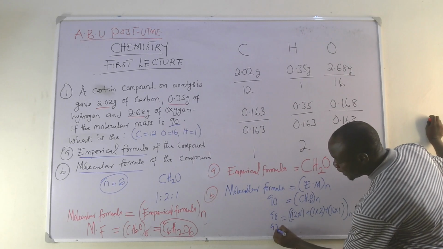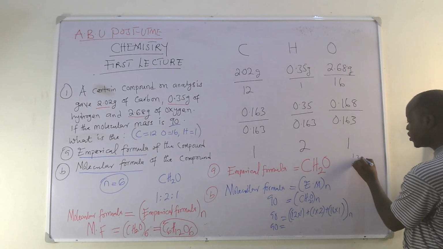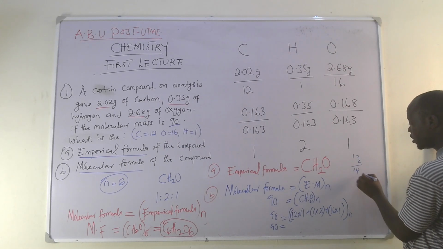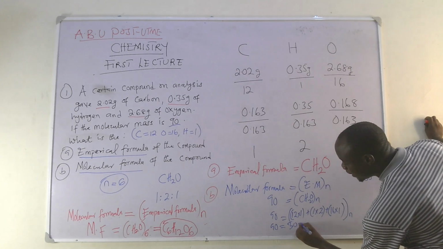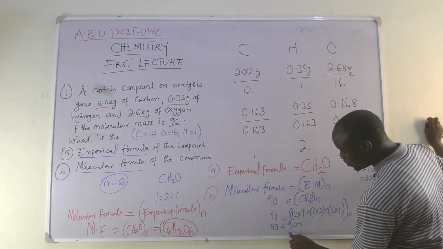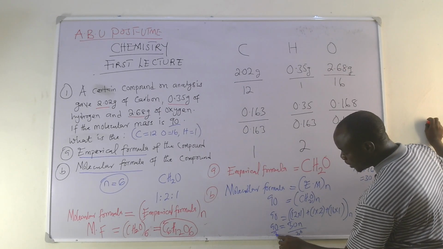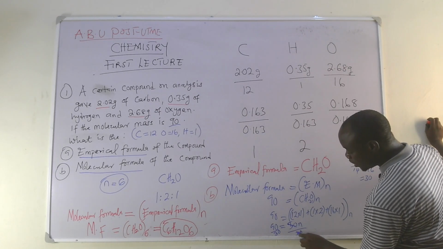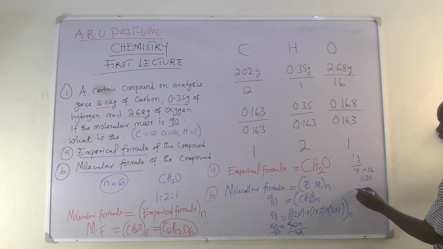So we now have 90 is equal to 1 times 12 is 12, plus 2 making 14, and then 14 plus 16, this will give us 30. So we now have 30N. Since we have 30N, we can now divide this through by 30. We can now divide this by 30, and this will now cancel this, and at the end we are going to have the value of N.